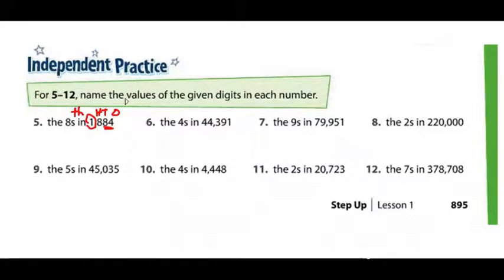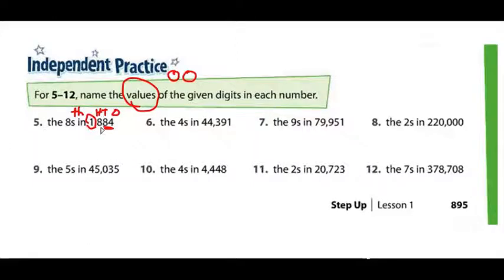1884. Okay, what is the value? What is the meaning of value? Put the digit with its zeros. Again, the value is the digit with its zeros, the place where this digit sits. Okay, so here, what is the value of 8?